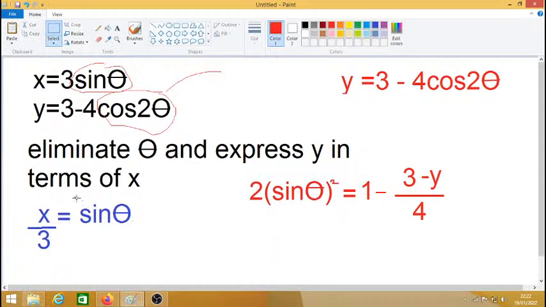And now what I've got is a straight substitution for your sine theta. In this equation, wherever I see sine theta, I can replace that with x over 3. So x over 3 can go in the bracket here. And that's pretty good because now I've completely eliminated the theta, and I've only got y's and x's, and the only other thing now is to try and get y on its own. So let's do that.